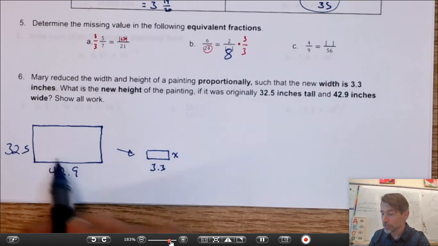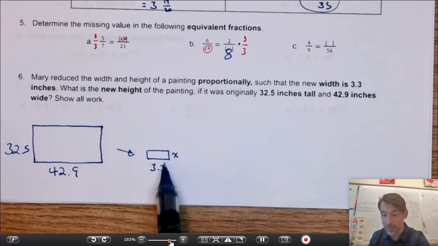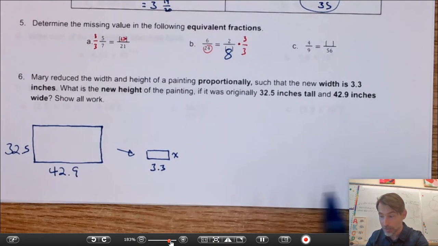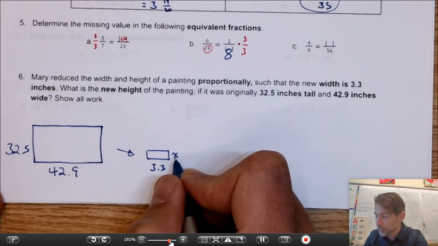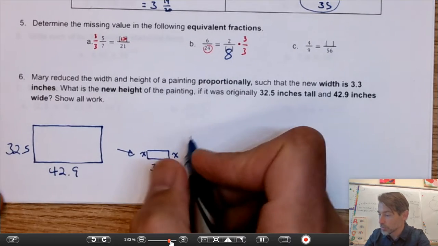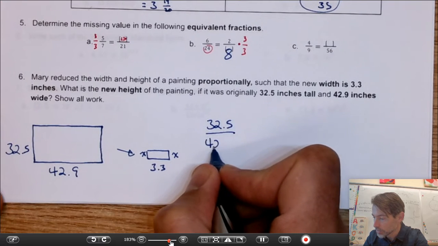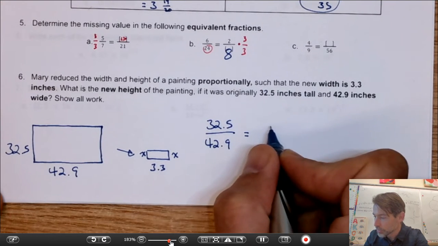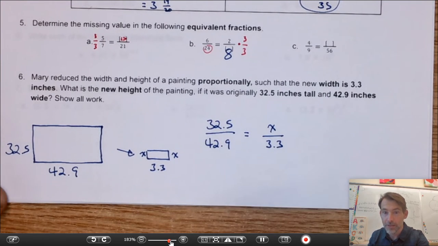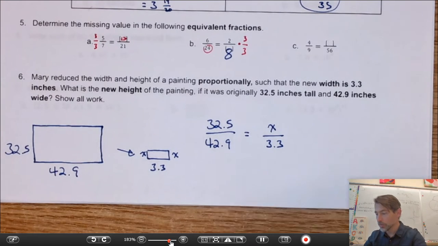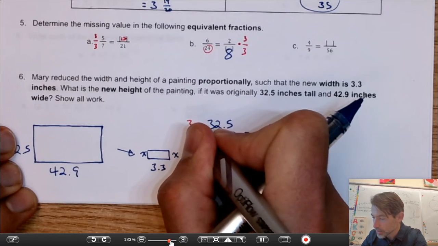We could set up the ratios. So it's going to be proportional to one another. So the ratio of the height to the width is going to be the same in the painting and the original. So we know that, let's put our unknown on the top. So x is our unknown. And it corresponds with 32.5. So 32.5 divided by 42.9 is equal to some number divided by 3.3. Okay. So to solve this one, we're going to do the same thing we've been doing with other questions, which is multiply by 3.3 both sides.